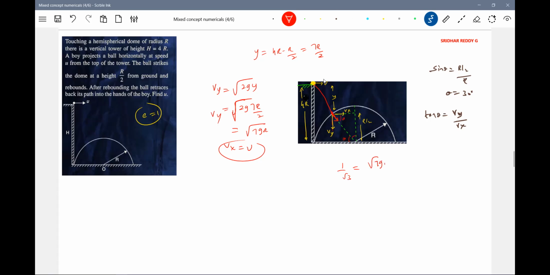What is the basic necessity condition? The ball must strike the hemisphere normally at point P, so that it can retrace the path. And moreover, elastic collision, e equal to 1.